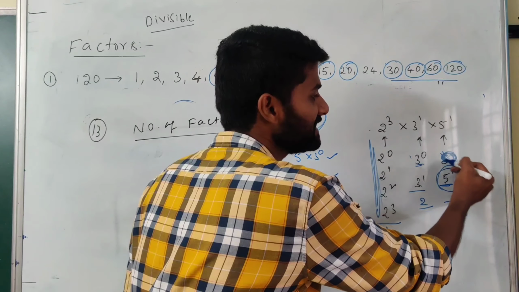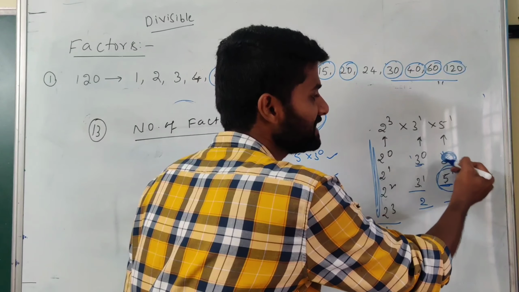Again 10 can be written as 2 into 5. Again 35 can be written as 7 into 5. 7 5s are 35. The prime factorization of this particular number is 7 square into 5 square into 2 power 1. This is the resultant.